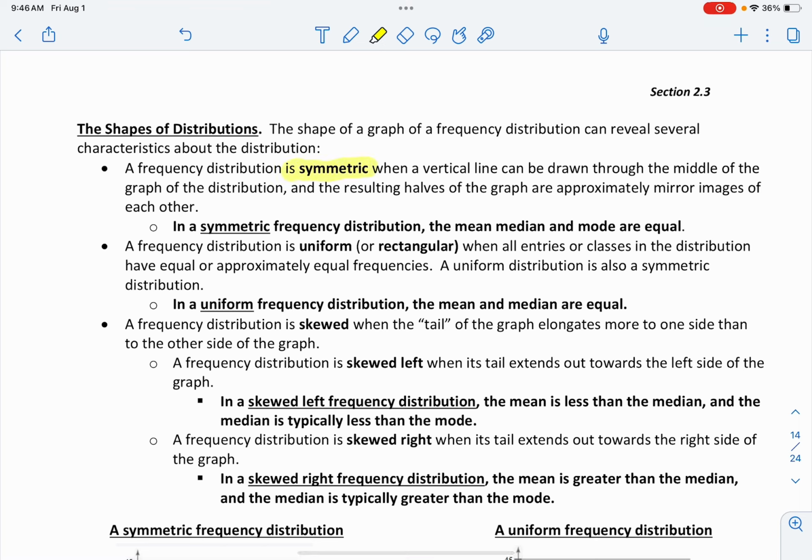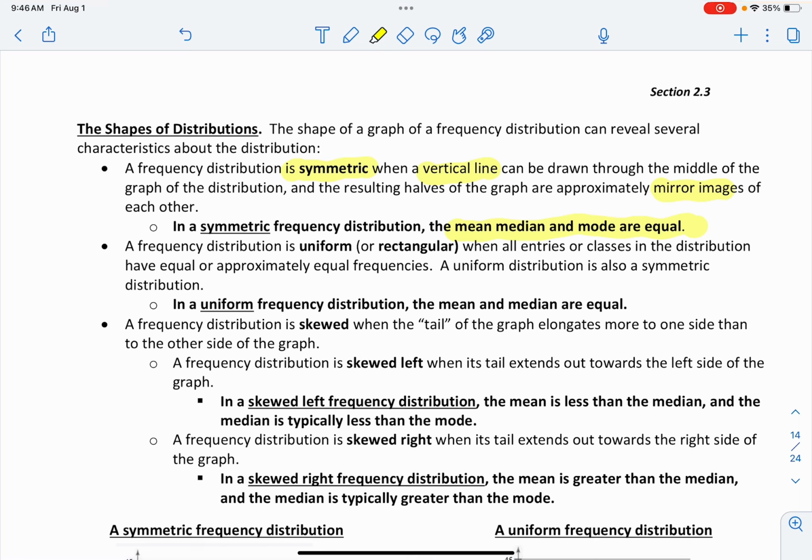Right? So a symmetric distribution, if you draw a vertical line, both sides are mirror images of each other. And we'll look at some examples in a minute, right? And in a symmetric distribution, mean, median, mode, all equal.